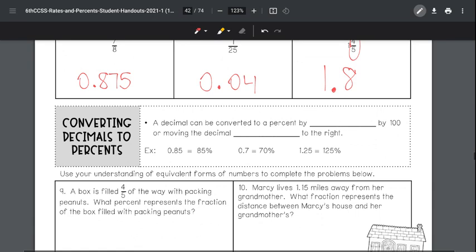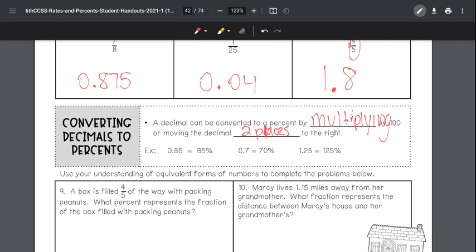Converting decimals to percents. A decimal can be converted to a percent by multiplying by 100 or moving the decimal 2 places to the right. So if I start with my decimal, 0.85, and I move it 2 spots to the right, I figure out it's just 85%. 0.7, 2 spots to the right, is just 70%. 1.25, 2 spots to the right, is 125%.